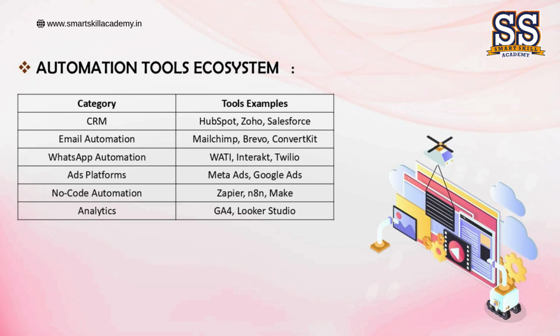When it comes to growth, ads platforms like Meta and Google Ads provide the necessary scale, but the real glue holding this entire ecosystem together is no-code automation. Tools like Zapier and Make allow these different platforms to talk to one another, automatically moving data from a Facebook lead form directly into your CRM or email list.